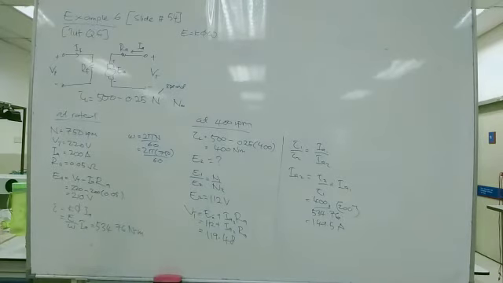Okay, next. Calculate the value of flux as a percent of rated flux when the speed is 1500 RPM.